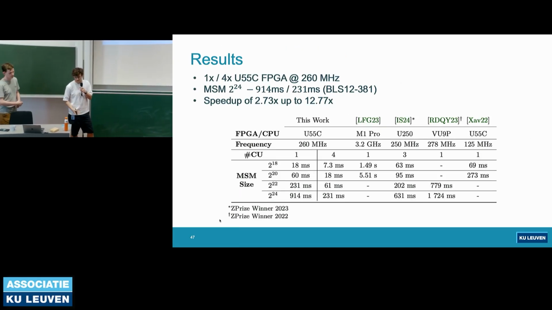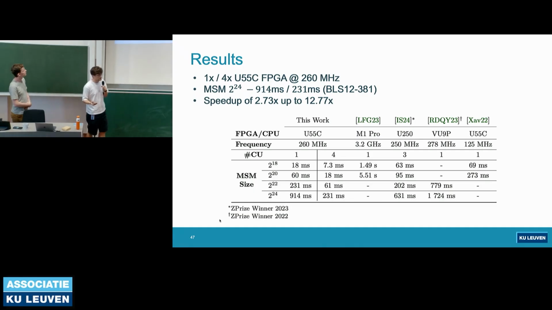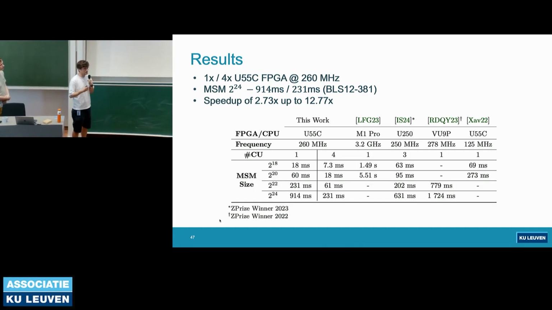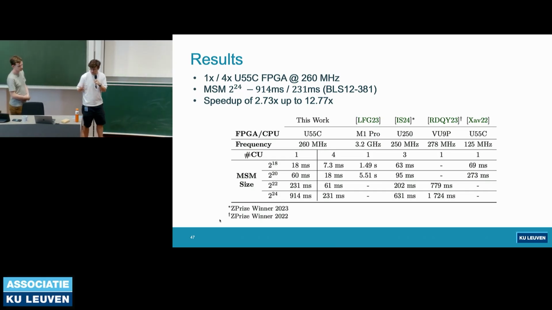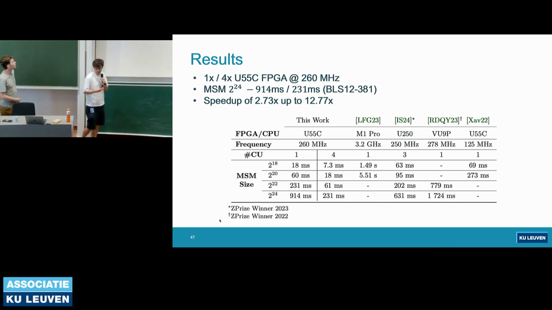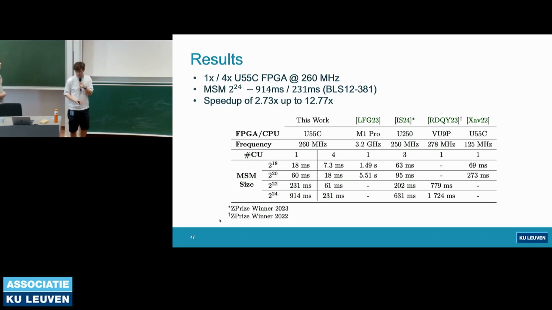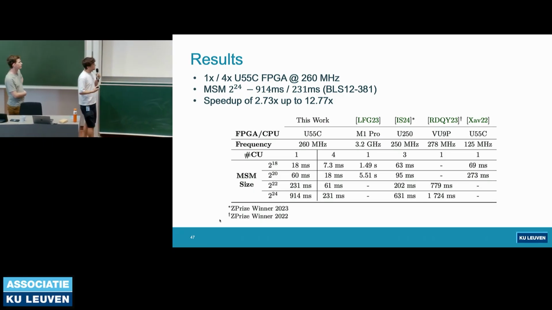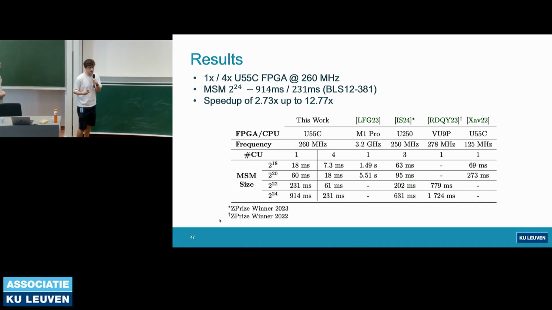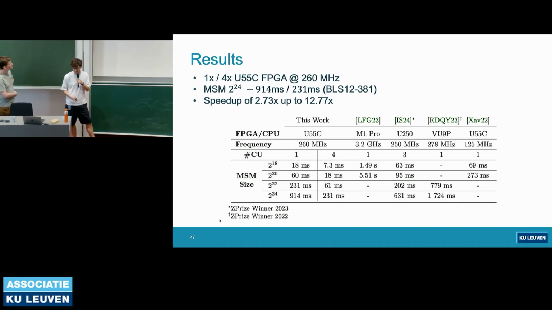Running at 260 megahertz. We have 2 different designs, one on 1 FPGA running the 4 iterations sequentially, and one having 4 FPGAs where each FPGA is running an iteration in parallel. And so implementing this, we can do an MSM of size 2 to the power 24 in less than a second, or if you use 4 FPGAs in 200 milliseconds. And this, if we compare to other FPGA papers, is a speed up between 2.7 up to 12 times better.